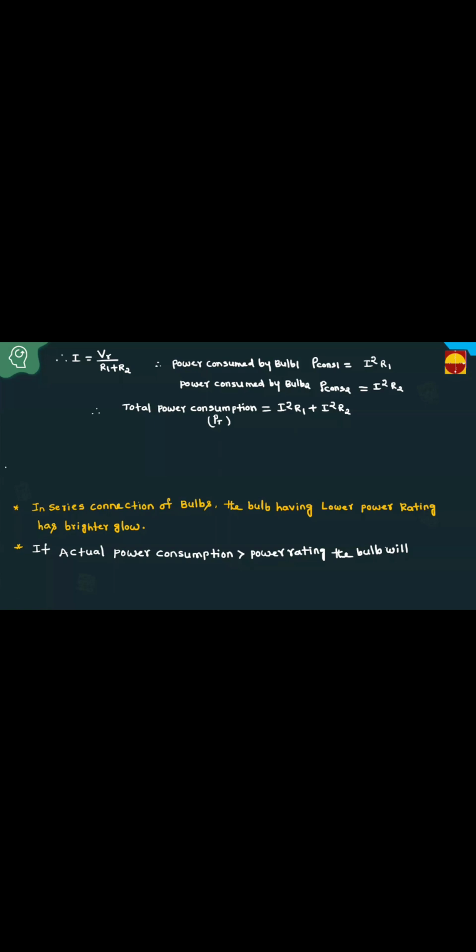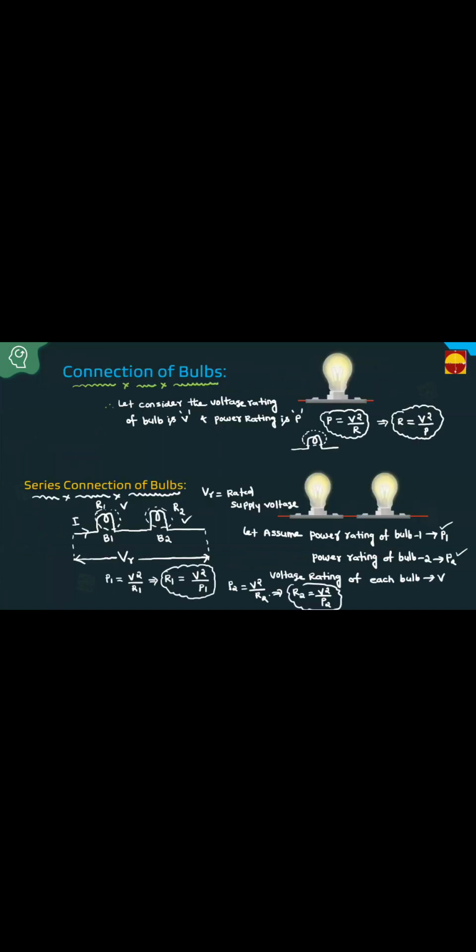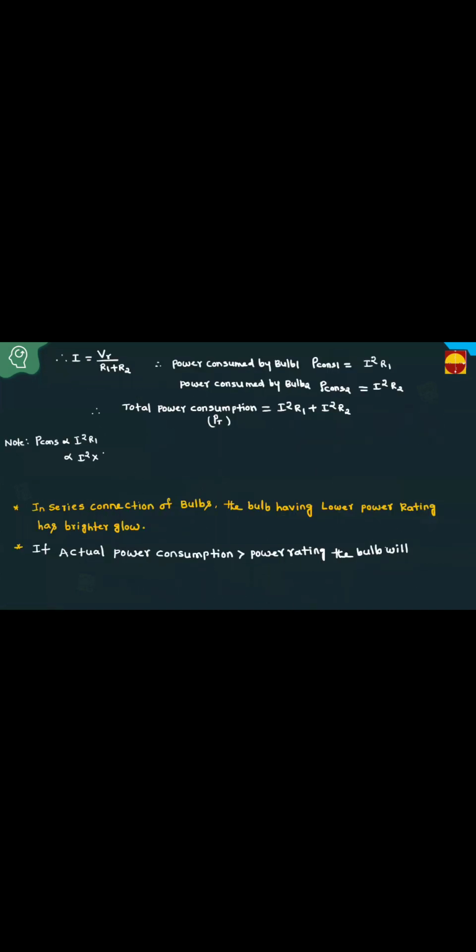Here I am giving a note point. The power consumption is proportional to I square into R1. R1 equals V square by P1. That means what is the observation here? The power consumption is inversely proportional to the rating of the bulb. This is the observation in series connections.